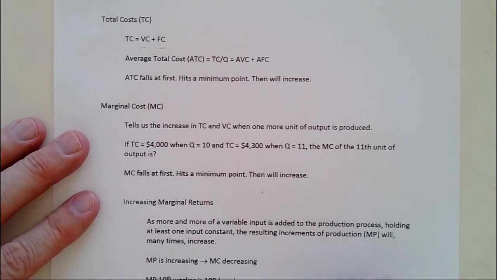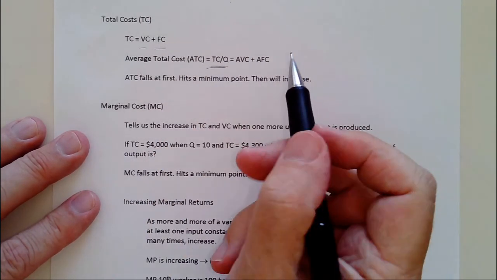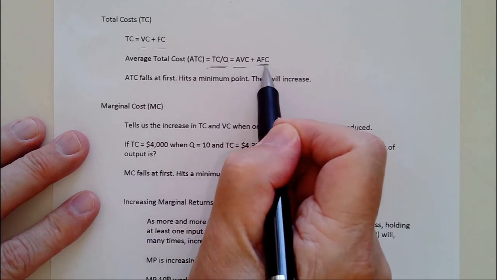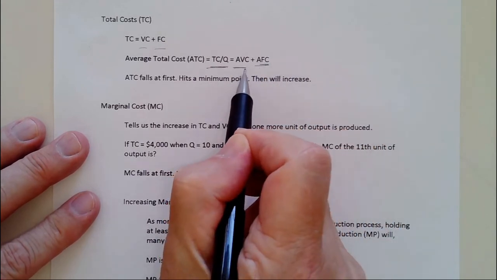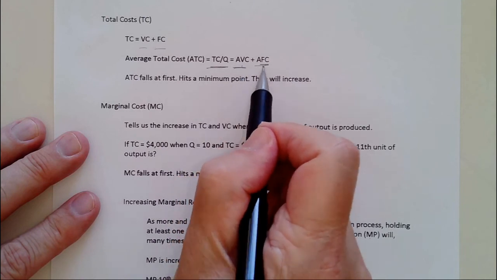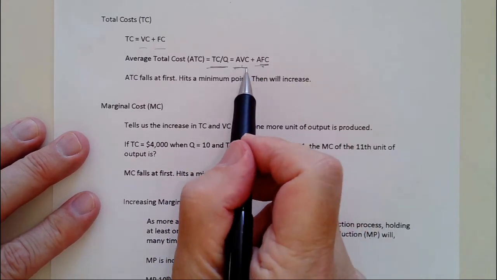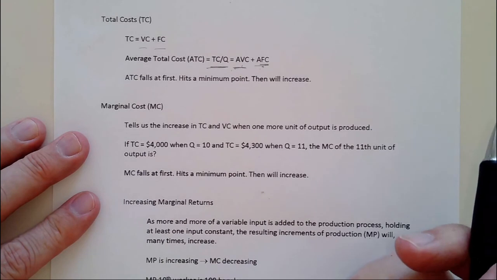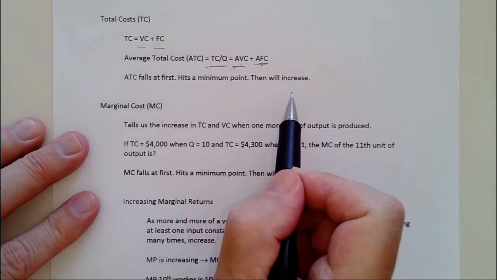Average total cost, you take your total cost divided by output, or you can add the two averages together. It would be the same thing. It may come off as being different numerically because you may have rounded one of these two numbers, in which case it'd be off a little bit sometimes, but theoretically, they're the same thing. Average total cost will fall at first, hit a minimum, and then also increase.